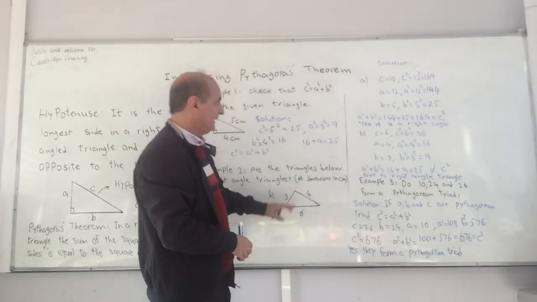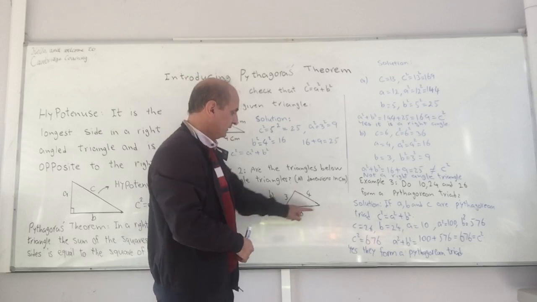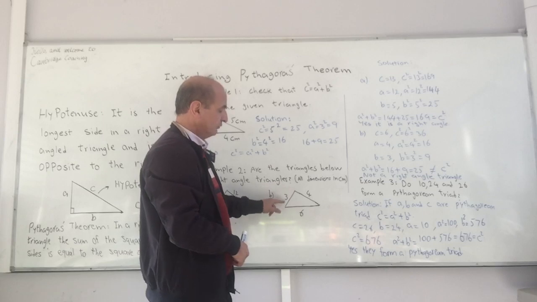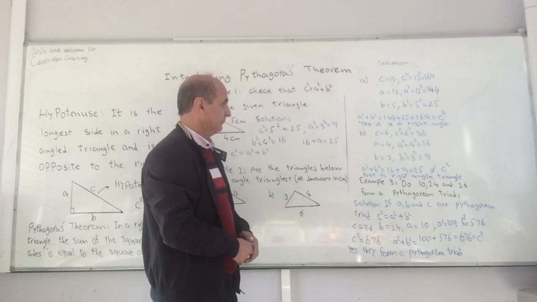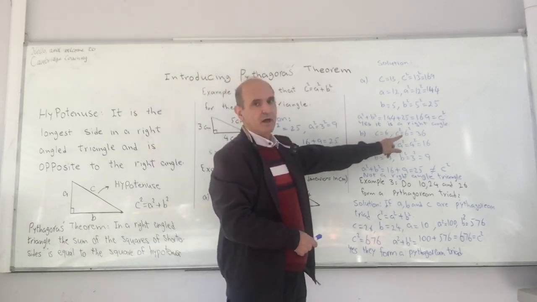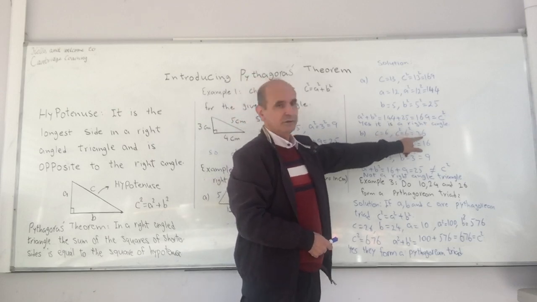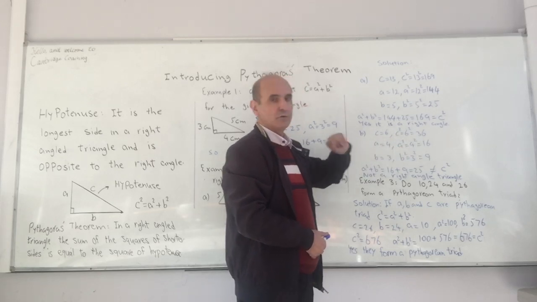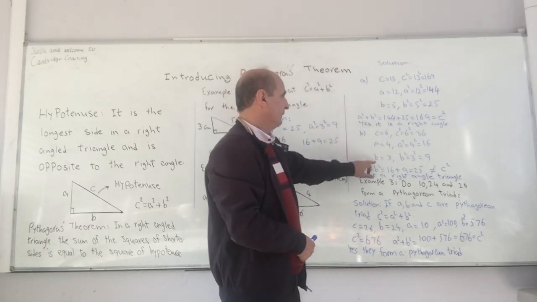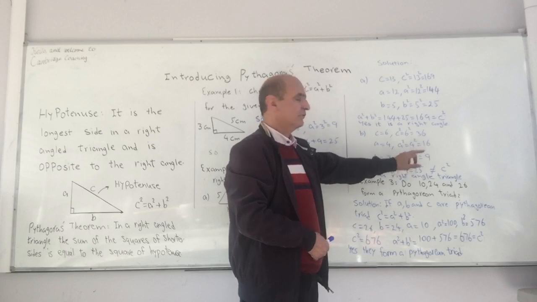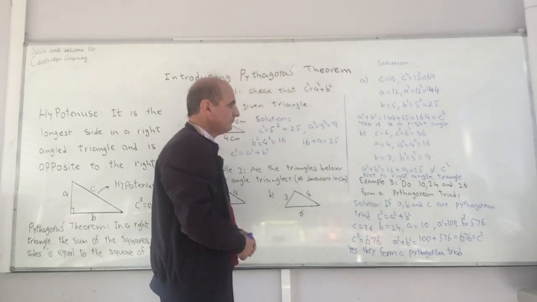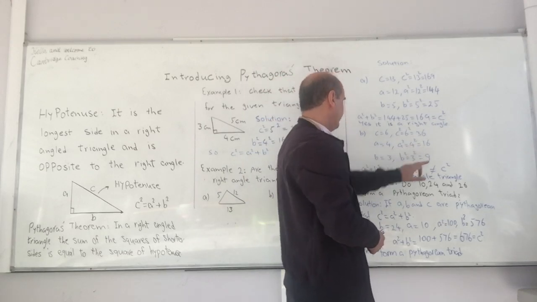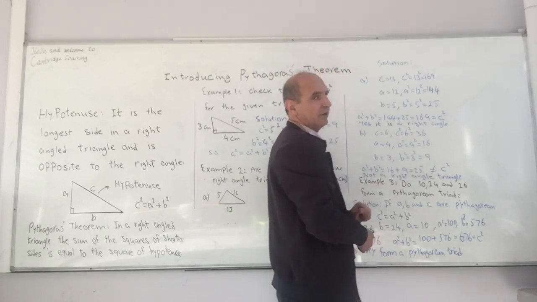For the next one, B, again the longest side is 6, so that's going to be c. One of the other ones is going to be a, and the other one b. So c is 6. Find c squared. c squared is 6 squared, which is 36. a is 4. a squared is 4 squared, which is 16. b is 3. b squared is 3 squared, which is 9. Now, we add a squared and b squared, which is 16 and 9. 16 and 9, we get 25.